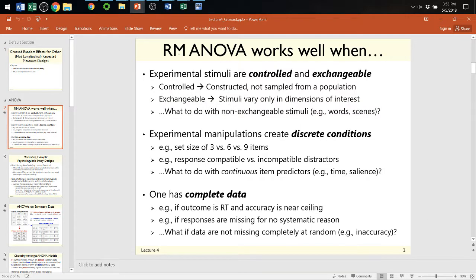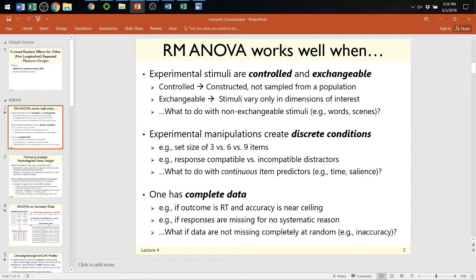So I've been saying there's nothing wrong with repeated measures ANOVA when it fits, but there's a long history of trying to shove experimental data into an ANOVA when it shouldn't be shoved there. So when does this work? If you think about experimental stimuli as controlled and exchangeable. So if I'm doing a classic attention task where I'm searching for an X in a field of O's, after I control for how many O's there are and where the X is located, I'm pretty sure those displays are equivalent. People are really good at making equivalent displays.